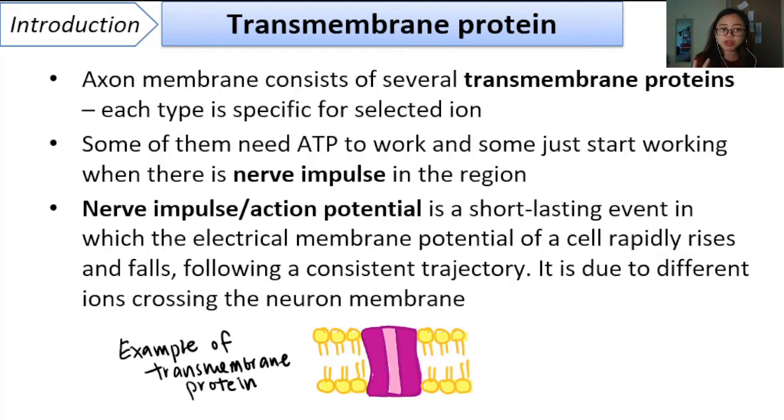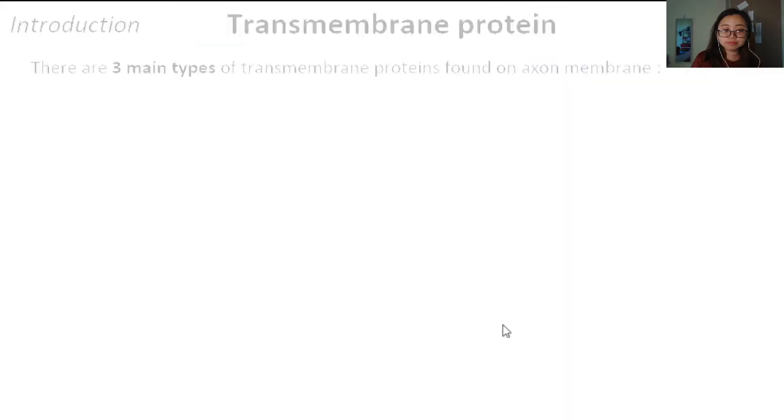Okay, short-lasting event. The membrane potential will rapidly rise and fall. Okay, membrane potential tu akan dengan cepatnya melonjak naik, turun, and then pelan-pelan back to normal. Dia sentiasa ikut ini pattern atau ini trajectory yang tetap. Dia tidak akan tiba-tiba terlebih tinggi atau terlebih rendah ataupun banyak alunan. Okay, it always follows a consistent trajectory. This nerve impulse is because ions will be crossing the neuron membrane.